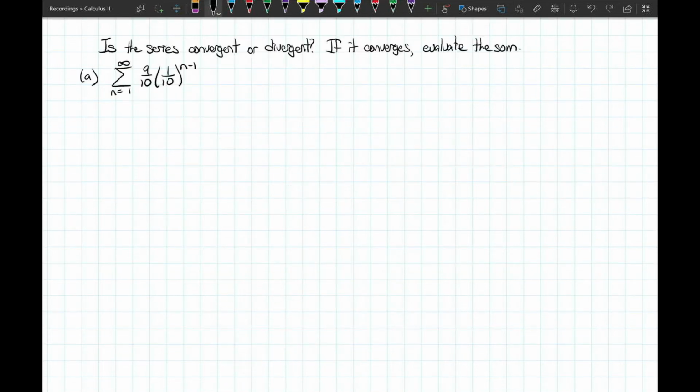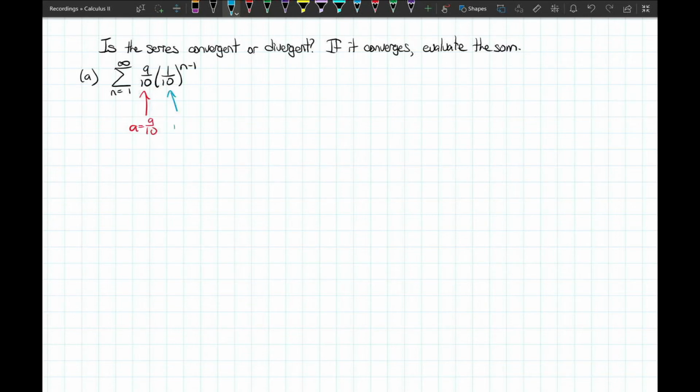Now this first example appears to be written in sort of a standard form, ar to the n minus 1, and the sum from n equals 1 to infinity. And we can just take a look at what the different components here are. A is equal to 9 over 10.